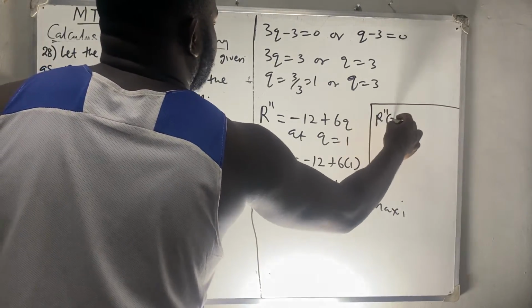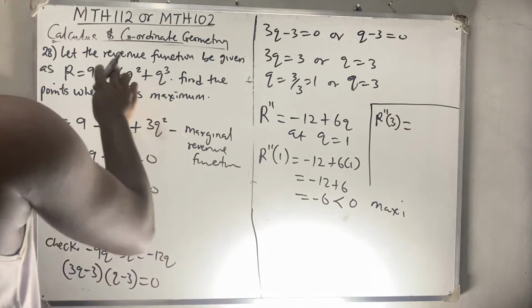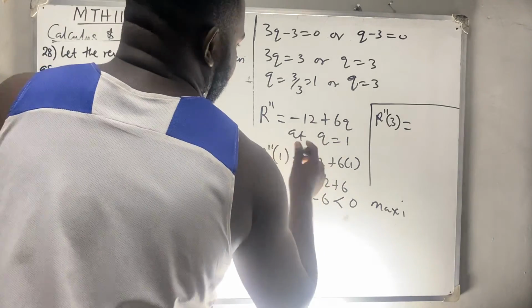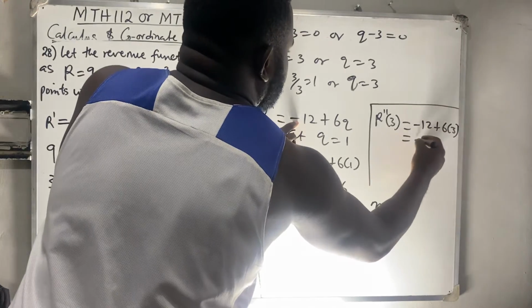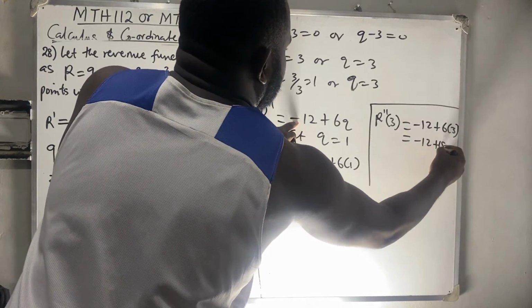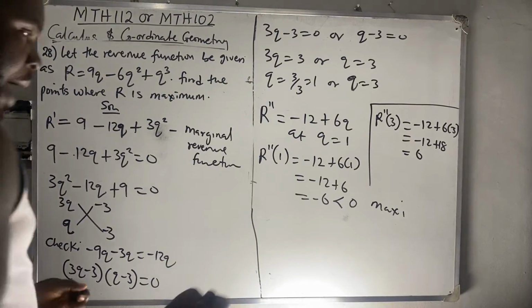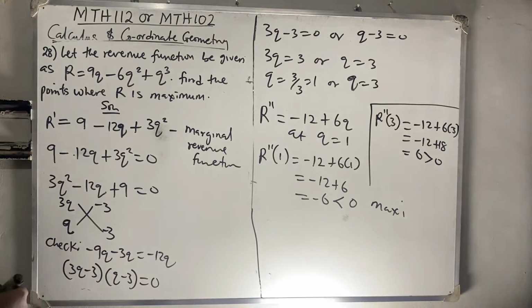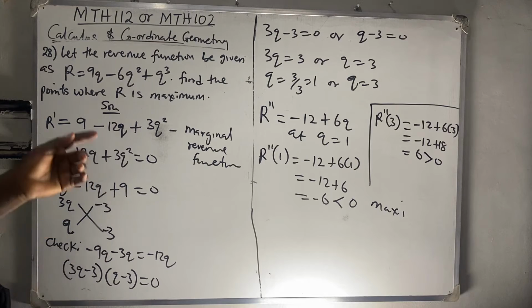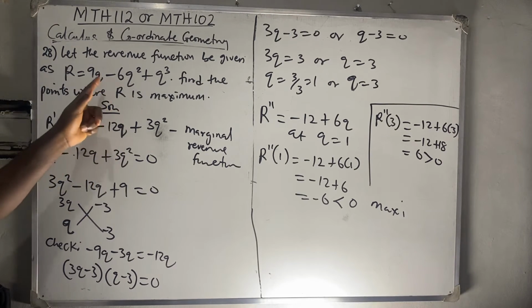R prime prime of 3 is minus 12 plus 6 into 3, which is minus 12 plus 18, giving me plus 6. You see, plus 6. And plus 6 is greater than 0, and greater than 0 means minimum. So now, a point is a coordinate of x and y, and we're having R and Q here. So a point is now a coordinate of Q and R.